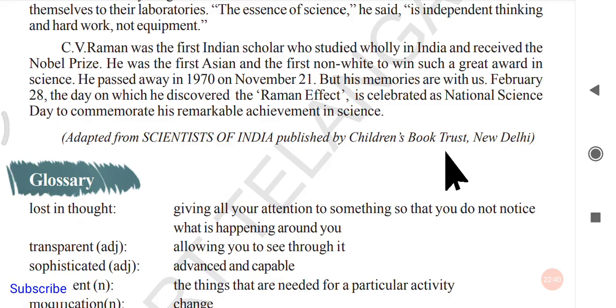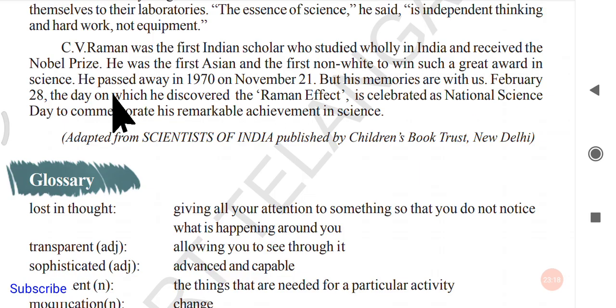There are many Indians who have received the Nobel Prize, but they completed some of their education in foreign countries. But CV Raman was the first Indian who completed all his education in India and got the Nobel Prize. He was also the first Asian and the first non-white to win such a great award in science. First Asian in the sense that in the whole Asian continent he was the first person, and the first non-white person, other than the white people, other than the Western people, to win the Nobel Prize.